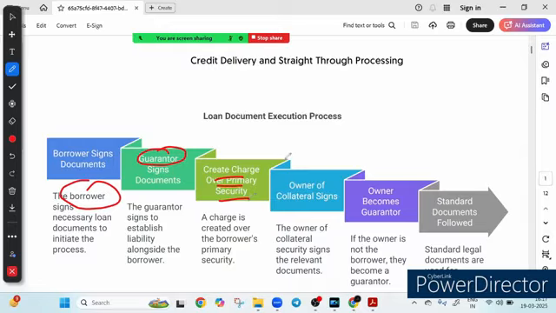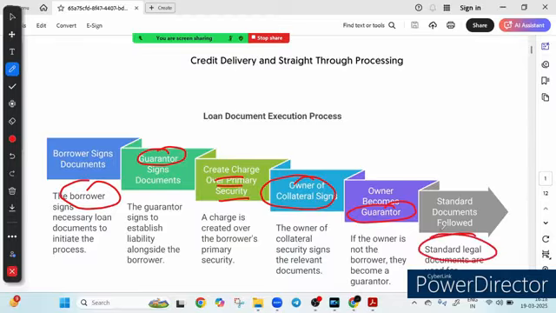Moving forward, the owner of the collateral signs. If it is someone other than the borrower, they also sign all the relevant documents to formalize the collateral agreement. Interestingly, if the collateral owner is not the borrower, then they become a guarantor by default, adding an extra layer of assurance for the lender. Finally, everything is wrapped up by following standard legal documentation.